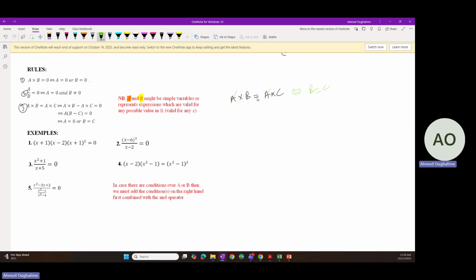What students usually mean by cancel is that they take all of this and divide by A. This comes to say that A times B divided by A is equal to A times C divided by A. Then they simplify A over A equal to 1. But this is not true. A over A equal to 1 only if A is different of 0. So this is the mistake. This is why so many students make this mistake. They don't have in mind that A over A is not always 1.